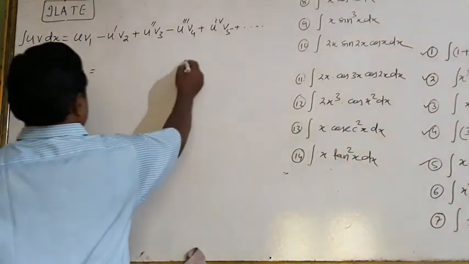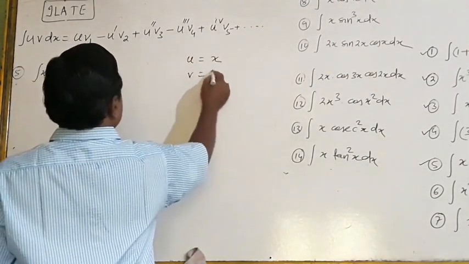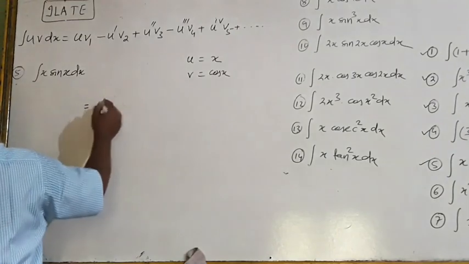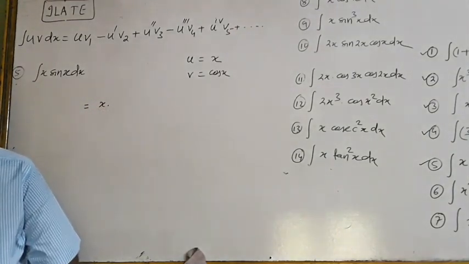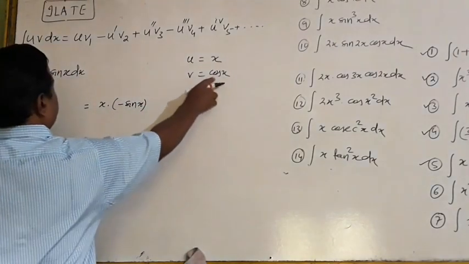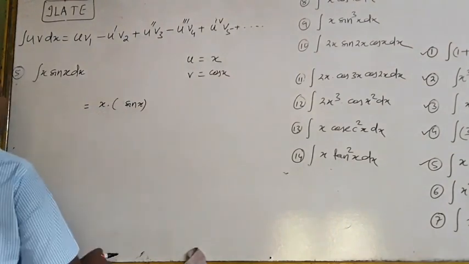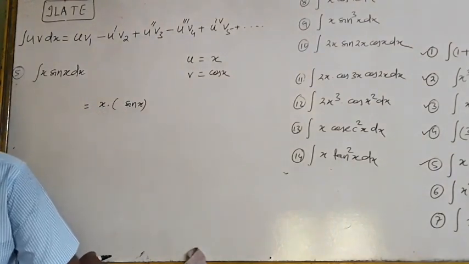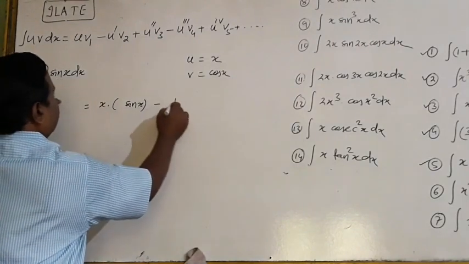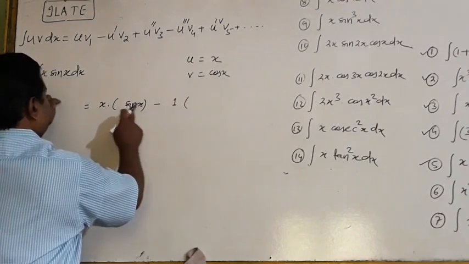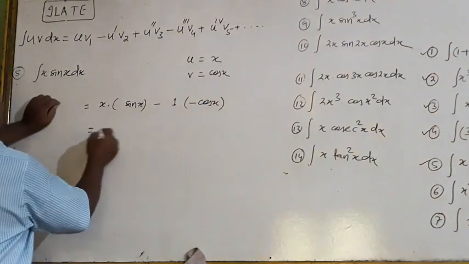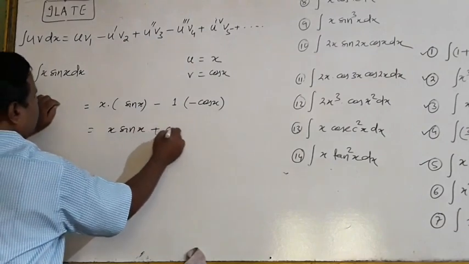Here you take u as x, v' as cos x. Directly I am writing the answer. U v1, u means x, v1 means minus sin x, because the integration of cos x is plus sin x. U v1 means you have to write the integration of v. Minus u', the derivative of x is 1, and the integration of sin x is minus cos x, and the answer is x sin x plus cos x plus c.